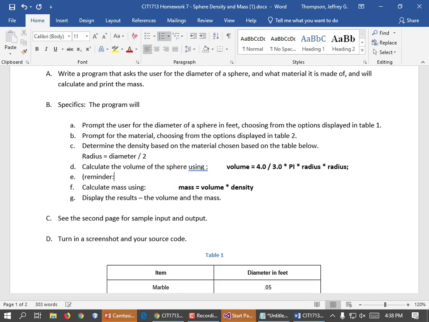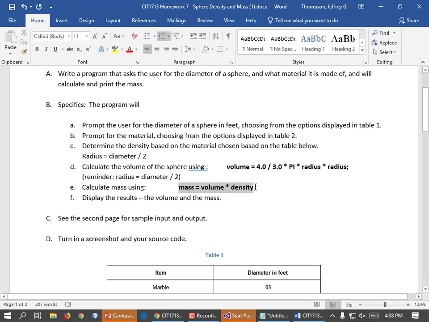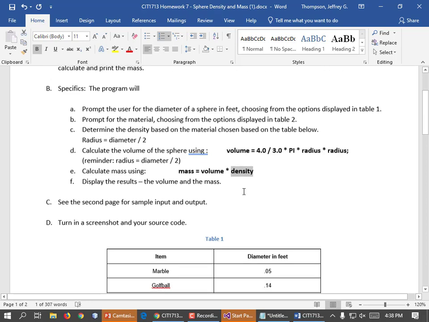Reminder, radius is equal to diameter divided by 2. Then you need to calculate the mass. The math almost doesn't really matter. I don't care if you understand the physics involved, because I'm giving you the equations, right? You know how to calculate the diameter. You know how to get pi. You know how to calculate the volume based on the data entered. You know how to calculate the mass based on the volume that you calculate and the density.